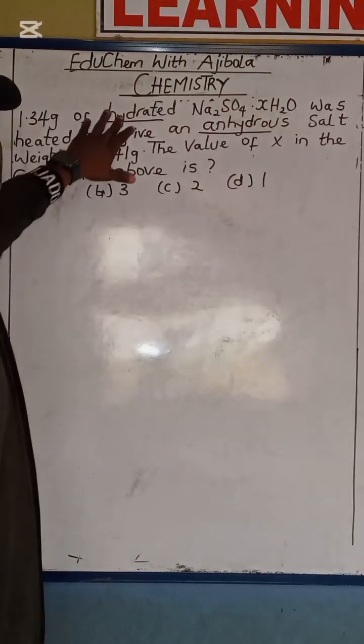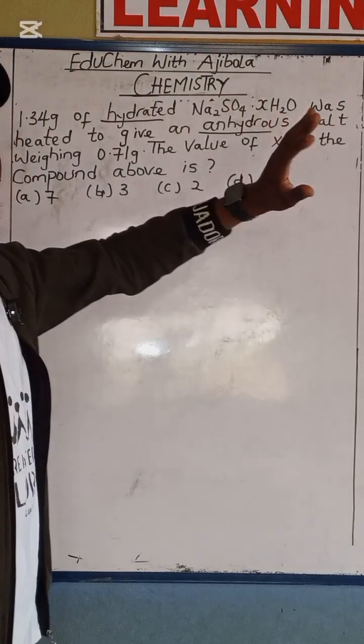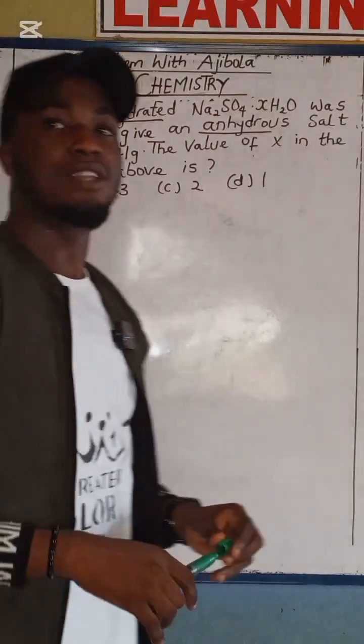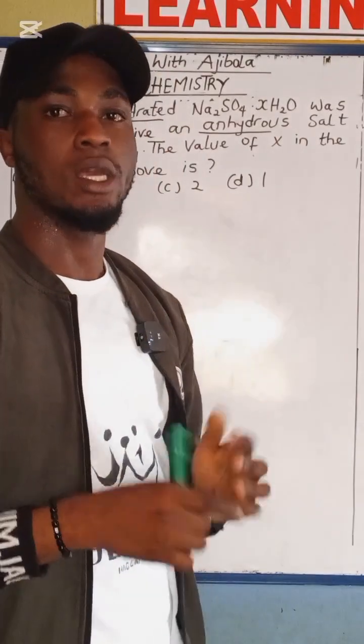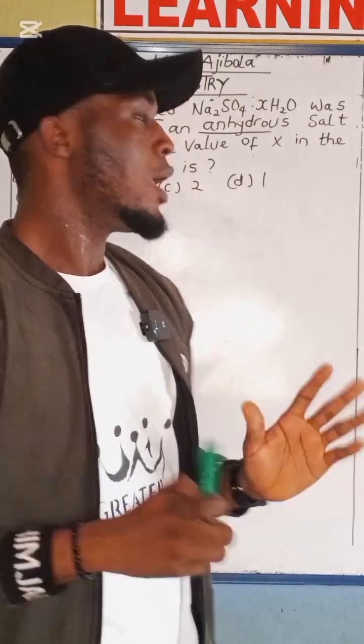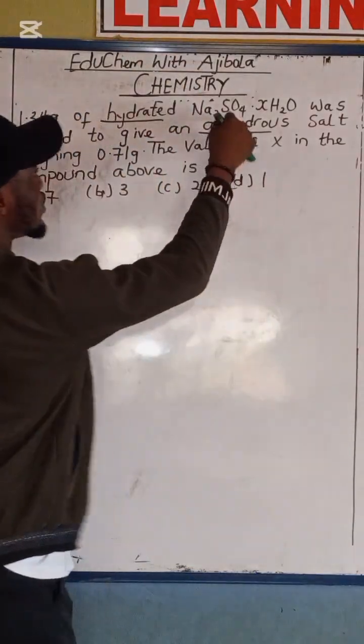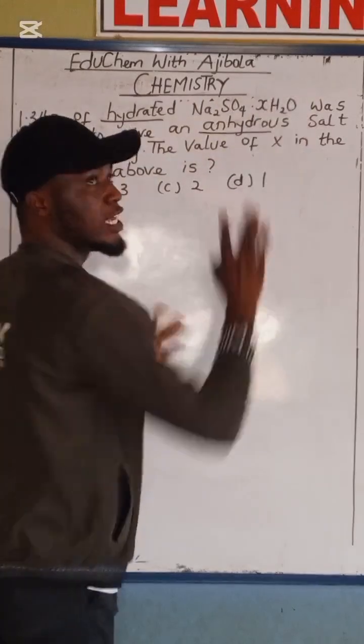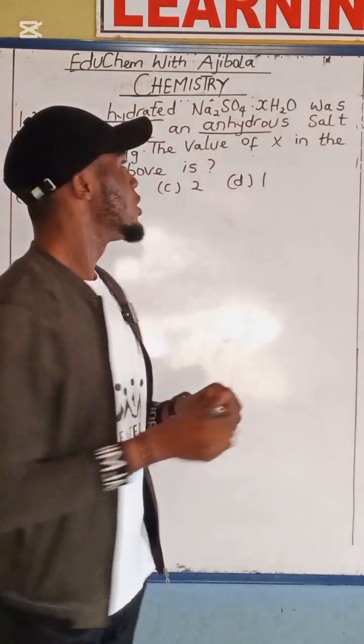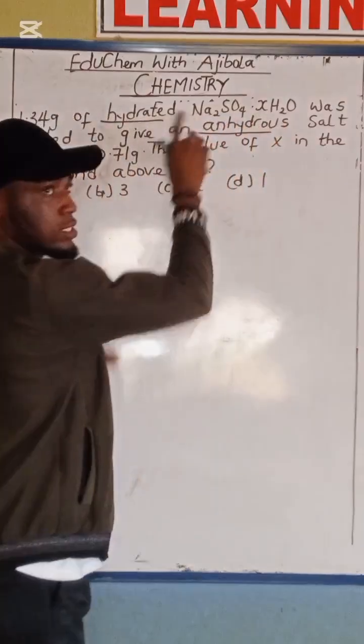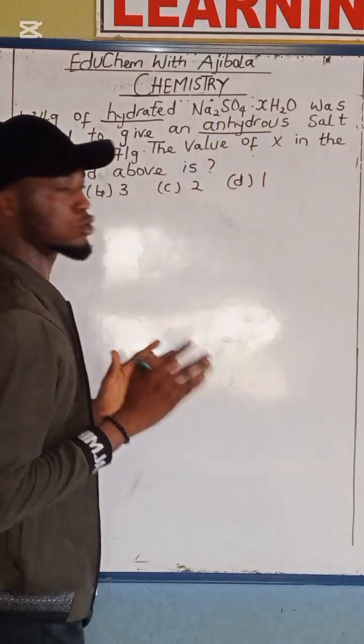Something like this. What is a hydrated salt? A hydrated salt is a salt or a compound that contains water of crystallization. An example of it is what we have here, Na2SO4.xH2O. This is the water of crystallization attached to sodium sulfate.